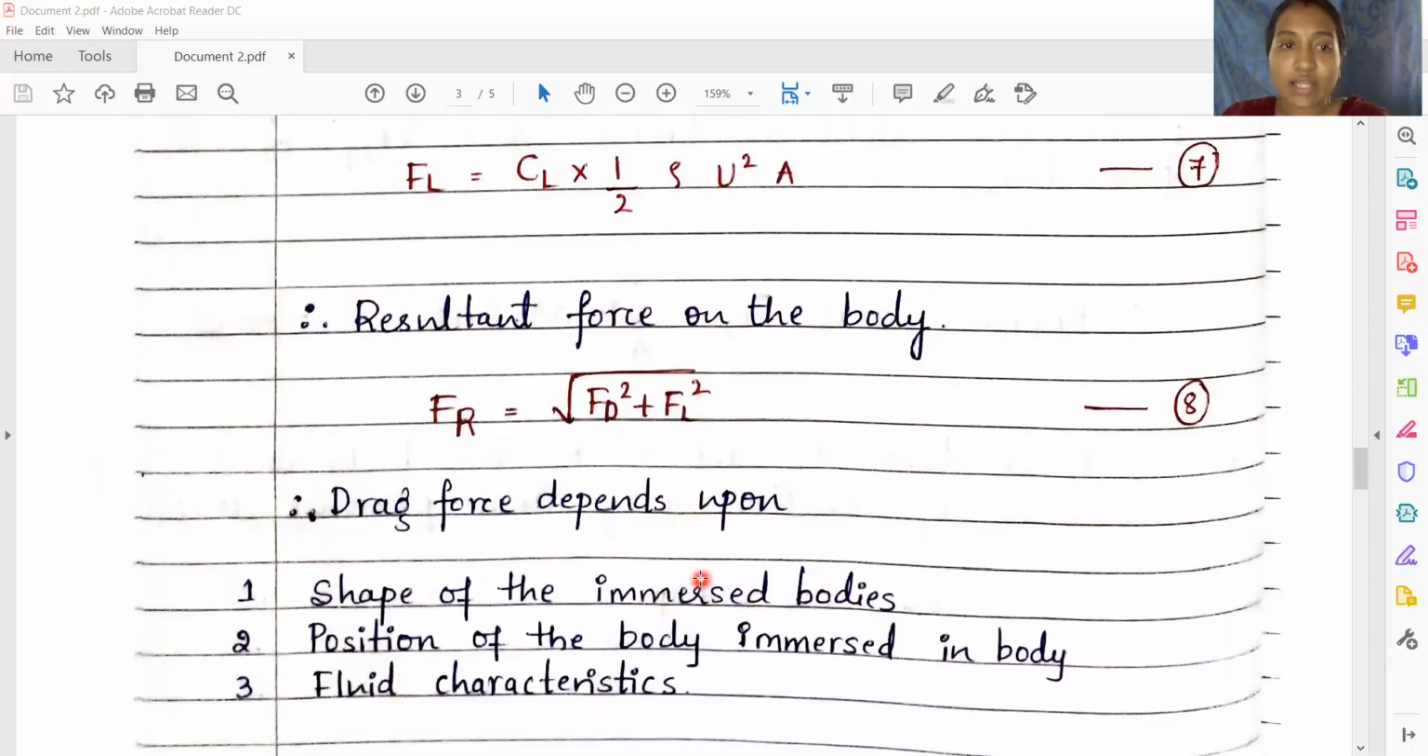Next, the drag force depends upon what? First is the shape of the immersed bodies. Then the position of the body immersed in the water body. Then fluid characteristics. Clear? So this is how the expressions of lift, drag, friction drag and pressure drag are given here. And still we have the deformation drag, then wave drag. These all come into the types of drag here.